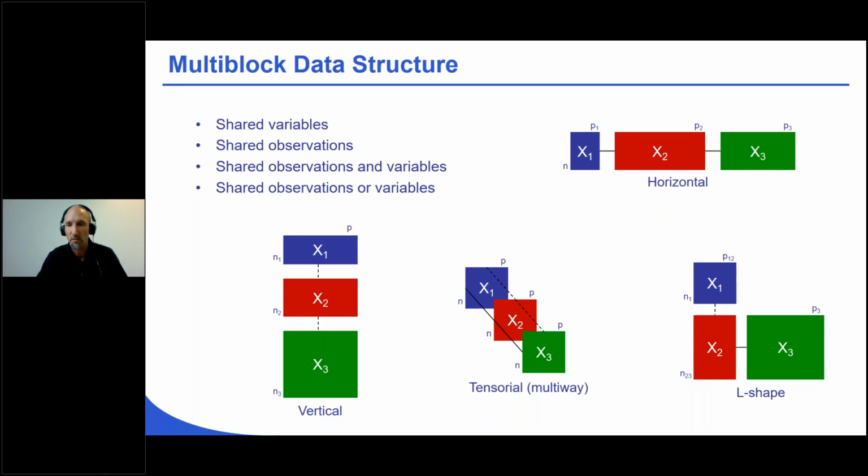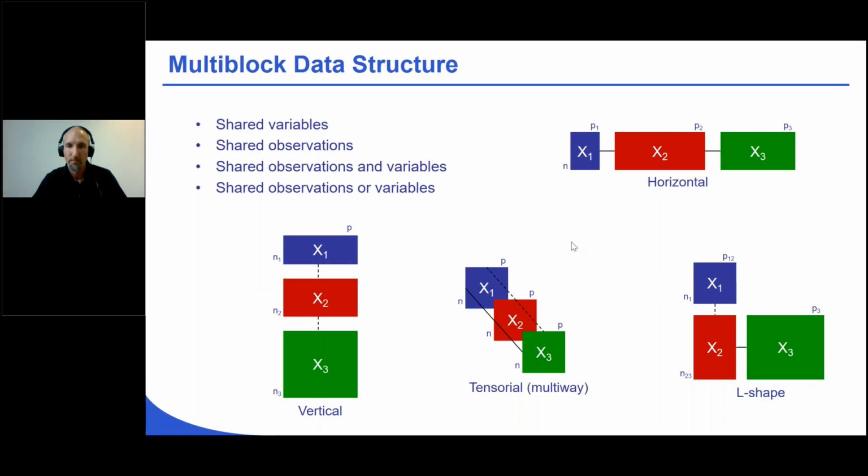And this leads to another type of data structure, which is called a multi-way data structure. Again, there are specific algorithms that are able to deal with this kind of link. At the bottom right of the slide, you can see that you can even have to deal with more exotic data structures, with sometimes links that are related only to the variables. This is the case for the first two matrices. And here, with this L-shaped data structure, the second and the third matrices are linked through their variable mode.